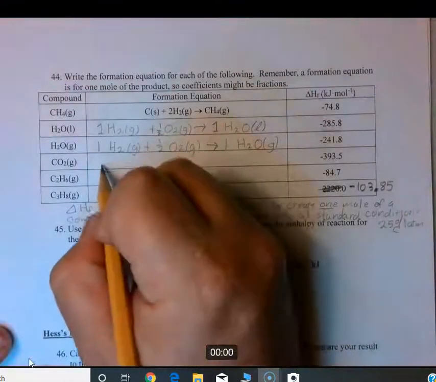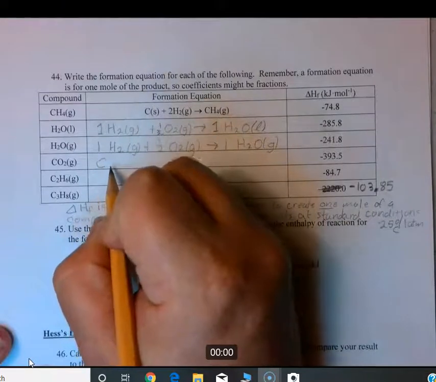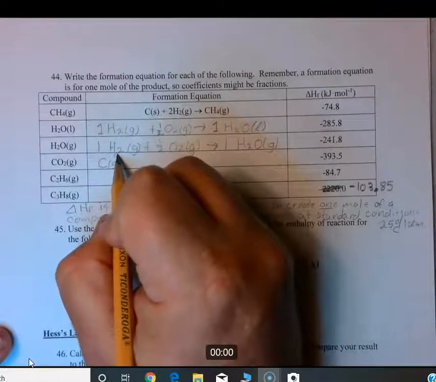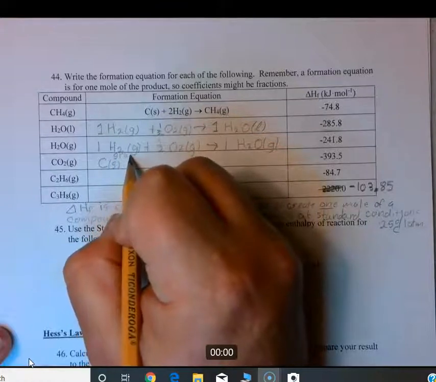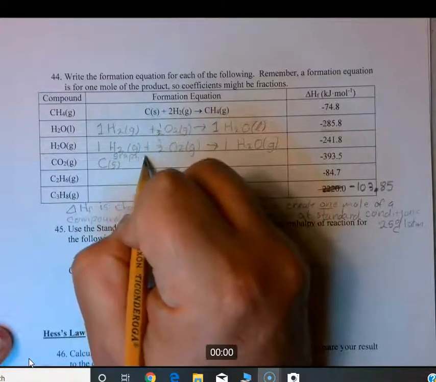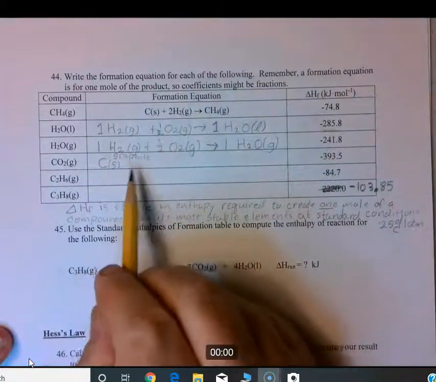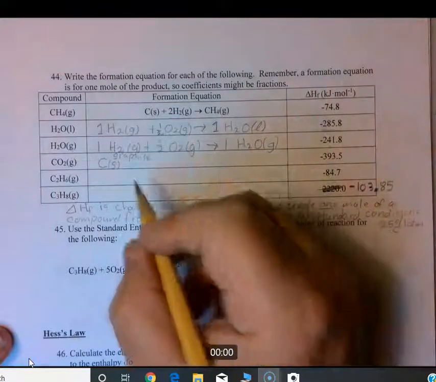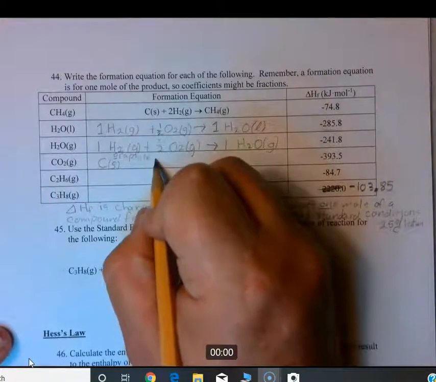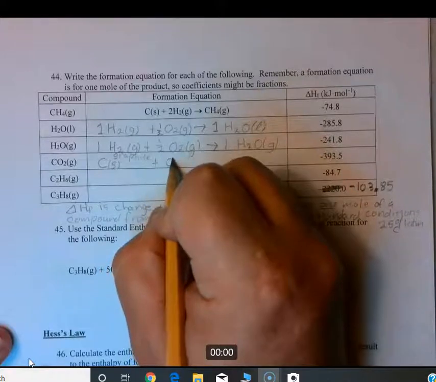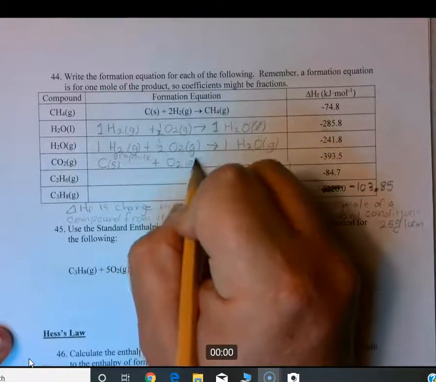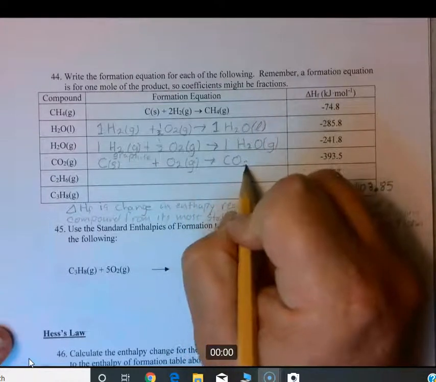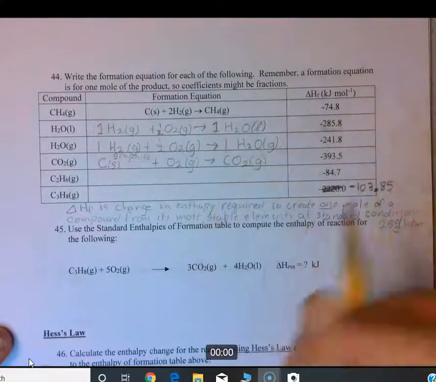Okay, CO2 is carbon in solid form, and it's a specific type of carbon. It's graphite. We've learned about that. It's a network solid, a layered solid. That's actually more stable for carbon to be in that form than as a diamond, even though diamonds are the hardest substance on Earth. And so it's carbon as a solid plus O2 as a gas. And that gives you carbon dioxide, 1 mole, which is also gas.